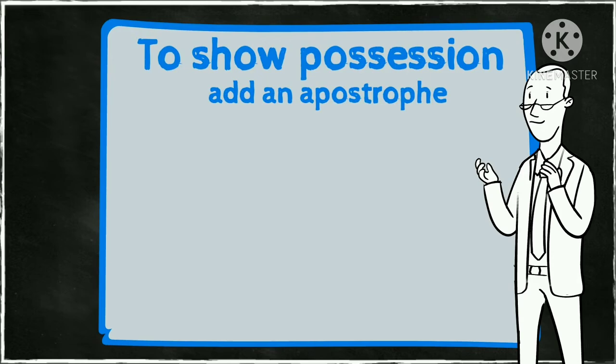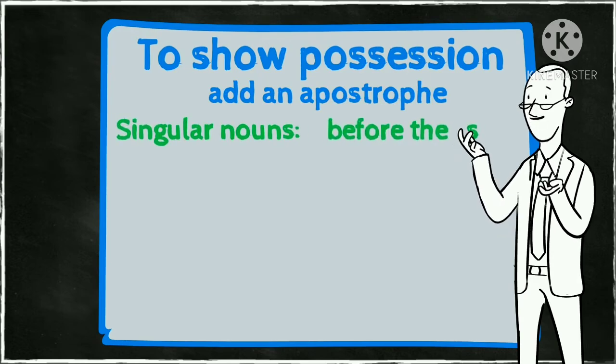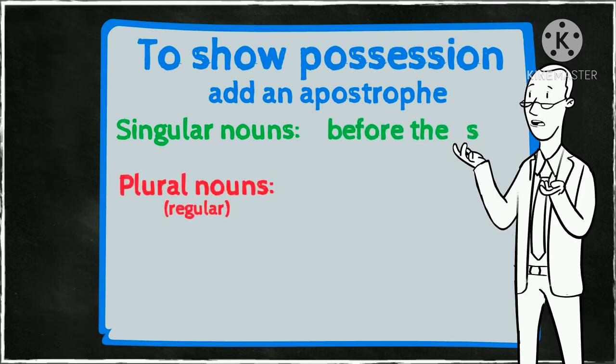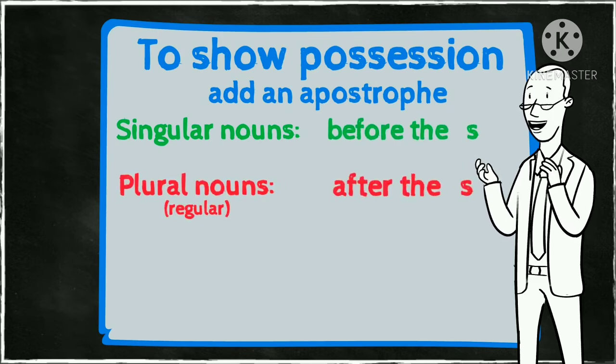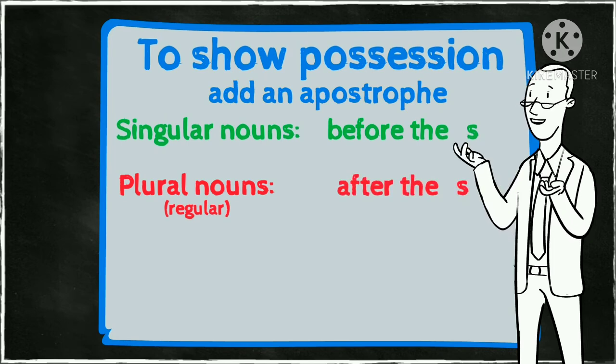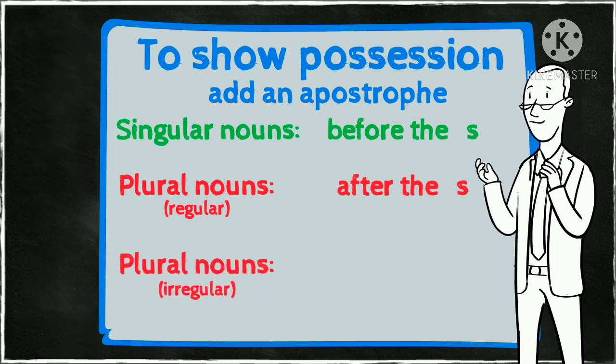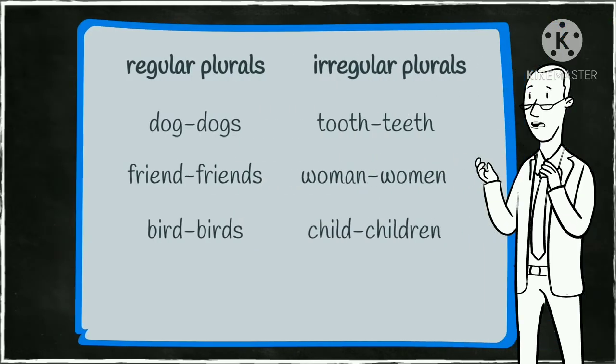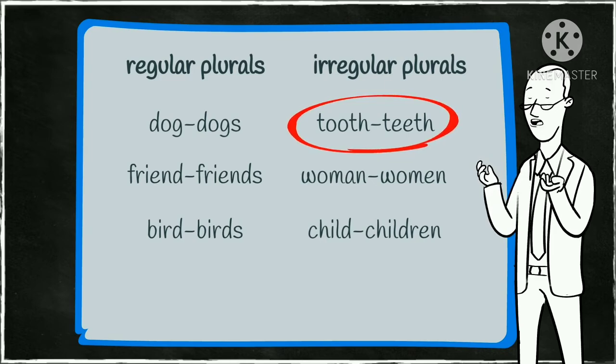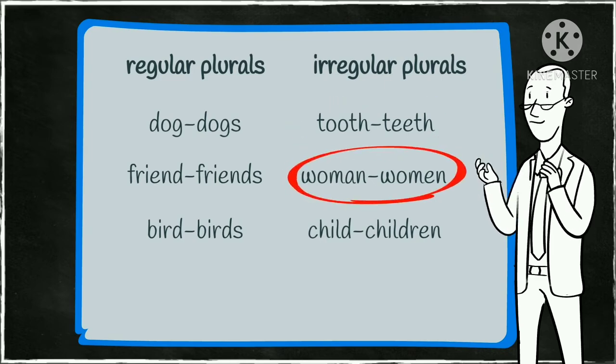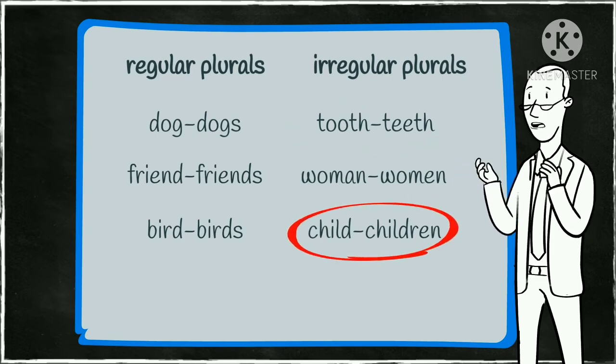So, to show possession for singular nouns, we add an apostrophe before the S. And for regular plural nouns, we simply add an apostrophe after the S. Irregular plurals are an exception. An irregular plural is a noun that does not become plural by adding S or ES. For example, tooth, teeth, woman, women, child, children.